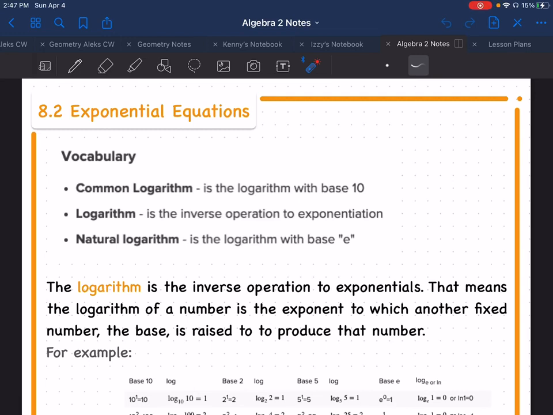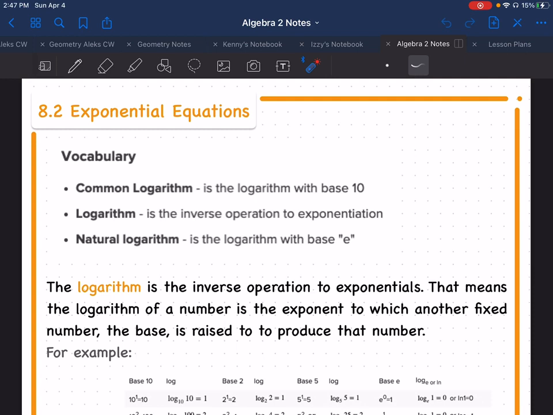Today's lesson is 8.2, Exponential Equations. Let's go ahead and review some of our vocabulary. The common logarithm is the logarithm of base 10. Remember that we do see it written as so, and we all understand that there is the base 10 here, we just don't write it.